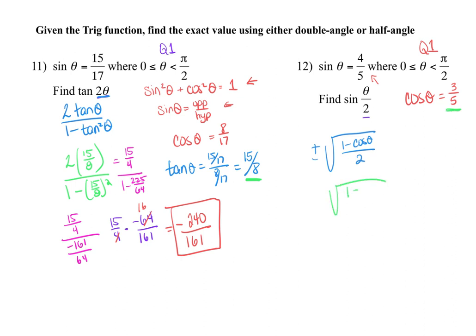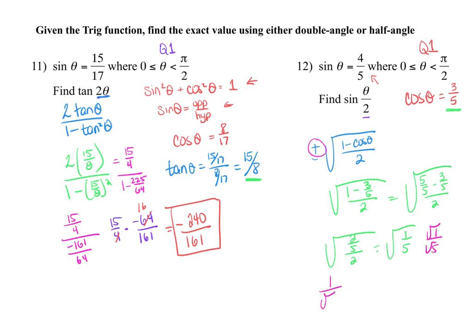The square root then of 1 minus 3/5 over 2. Get a common denominator, so you get 5/5 minus 3/5 over 2. Simplify it. 2/5 over 2, which is going to give you just 1/5. We are taking the square root of 1/5. We've already decided we're only using the positive root. So we have the square root of 1 over the square root of 5. Rationalize your denominator, and you will get square root of 5 over 5.